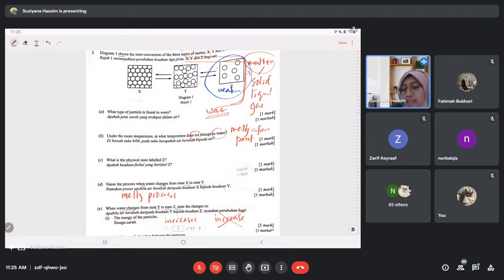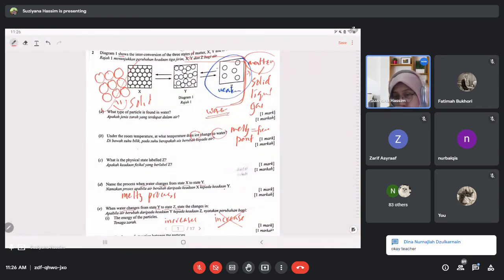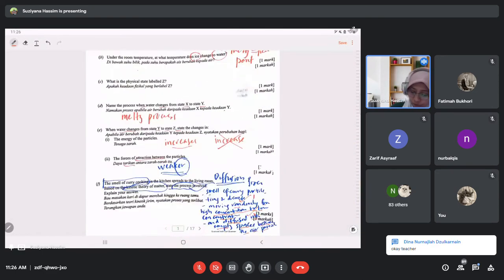Okay, I think it's a good question Dina. It's very simple. For solid, you just draw three layers of the atom. Enough. Okay, Dina? Three layers. The condition is you must use three layers. That's all. Okay, let's go to the next question.